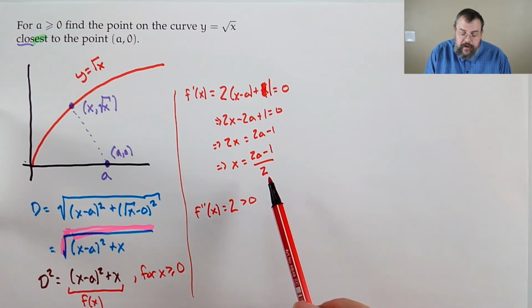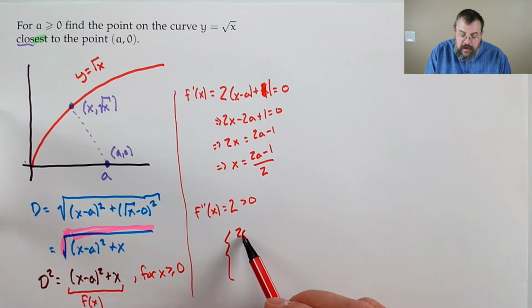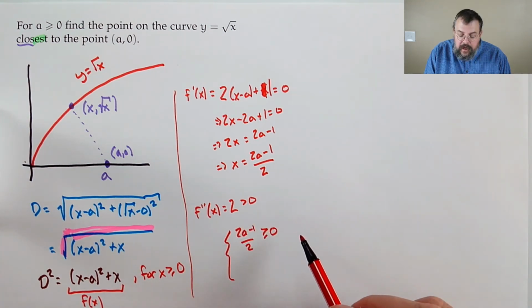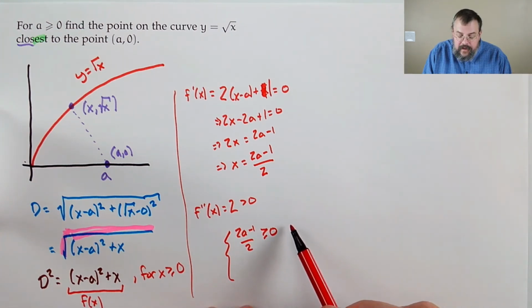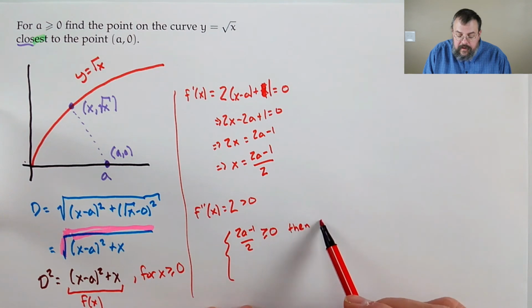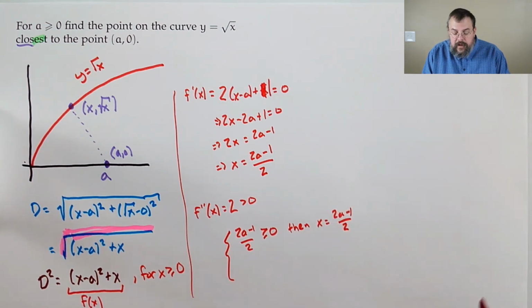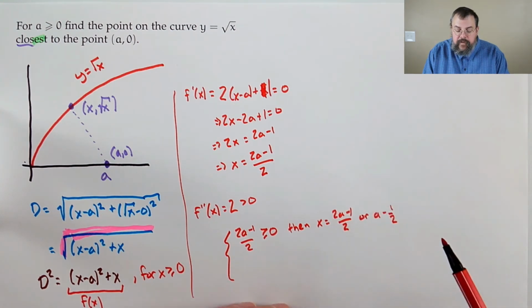What is that saying? Well, you have some possibilities. There are two possible outcomes. If (2a minus 1) over 2 is greater than or equal to 0, then we're fine. That's a perfectly valid answer because it's an available option for us to choose. So then we let x equal (2a minus 1) over 2. Or, by the way, another way to write this is a minus a half.